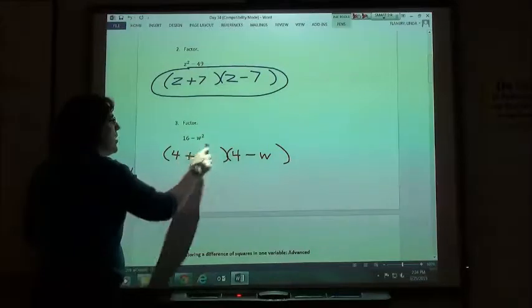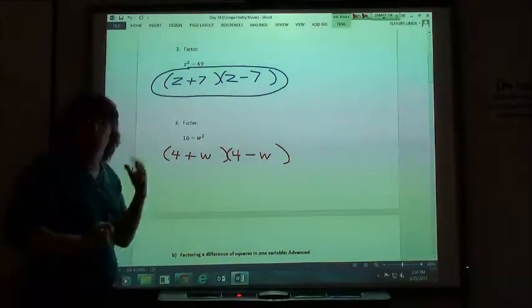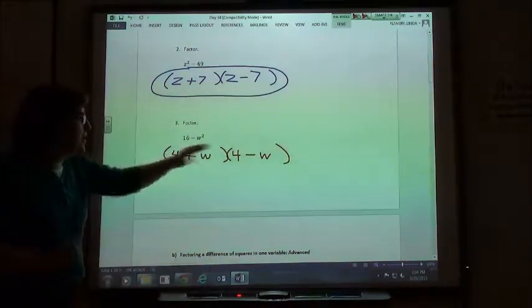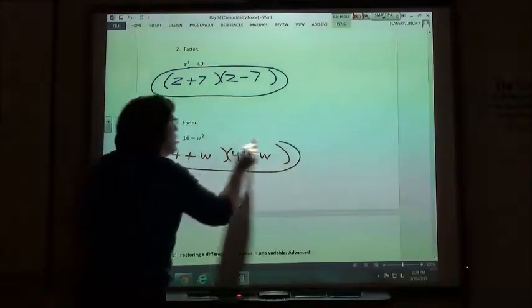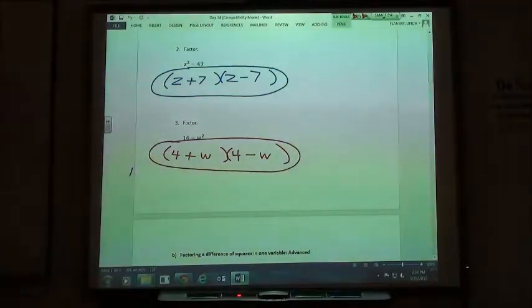So if you can start recognizing, oh, there's only 2 terms, are they both perfect squares? Then it makes your factoring a little easier, because you know you should get conjugates, the same 2 terms, just with the opposite signs.